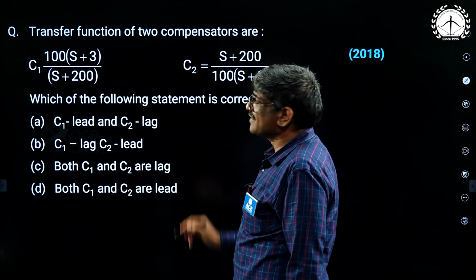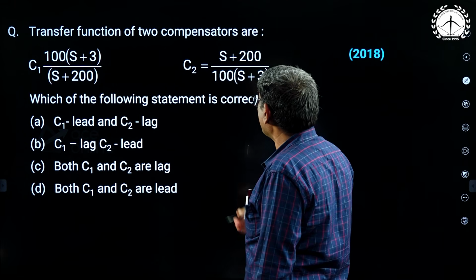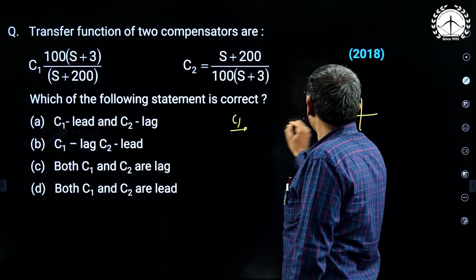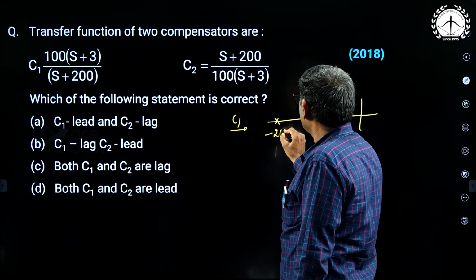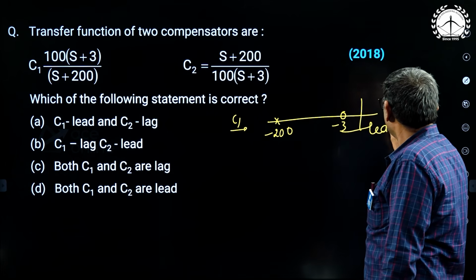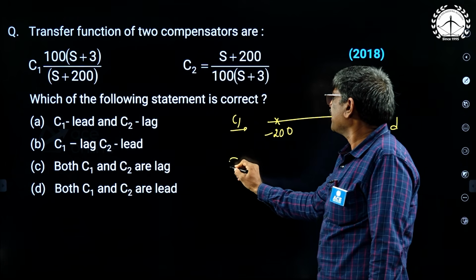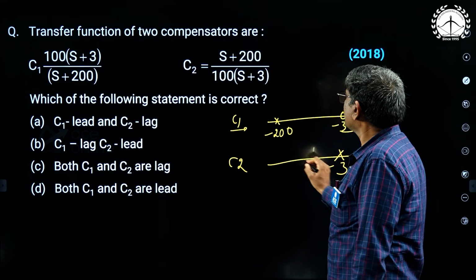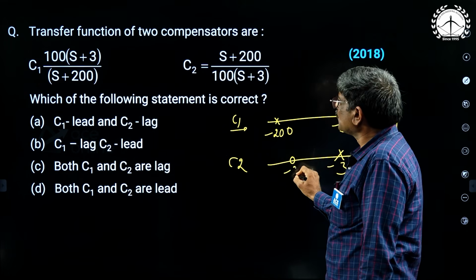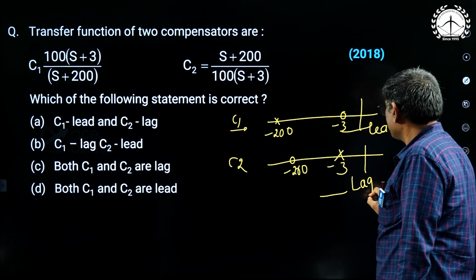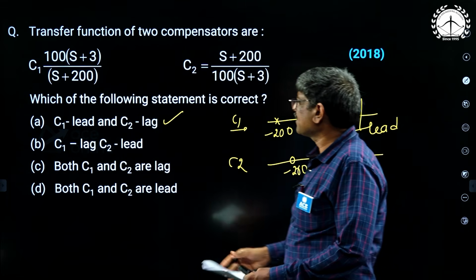Transfer function, they are asking to identify lead and lag. So C1, if you take, what is the pole location? Pole location minus 200. What is the zero location? Minus 3. That means it is a lead. C2, if you take, what is the pole location? Minus 3. What is the zero location? Minus 200. That means it is a lag. So answer A.